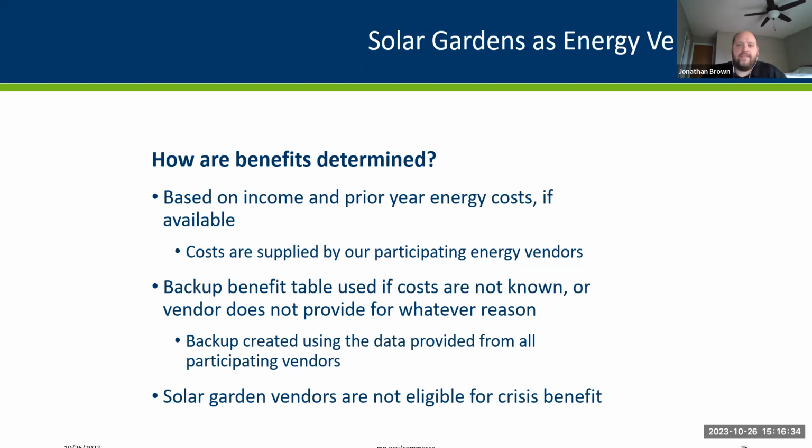So that's sort of where this comes into play. If for some reason we don't have data, we have a backup system, a backup matrix, a benefit matrix, we call it. And again, that could be a situation where maybe a fuel change has happened and there's no history there, or maybe the house wasn't lived in prior to that, or maybe it's even a new construction.